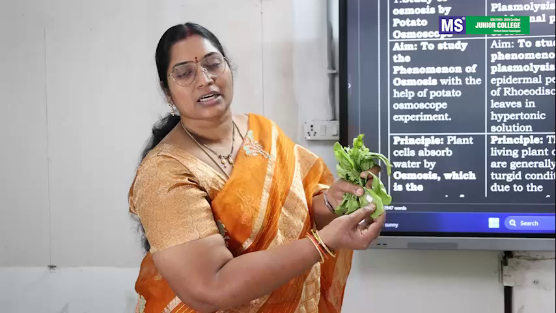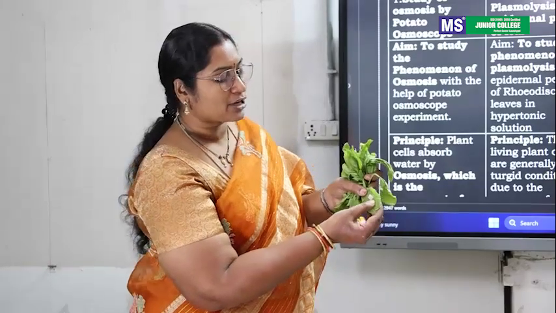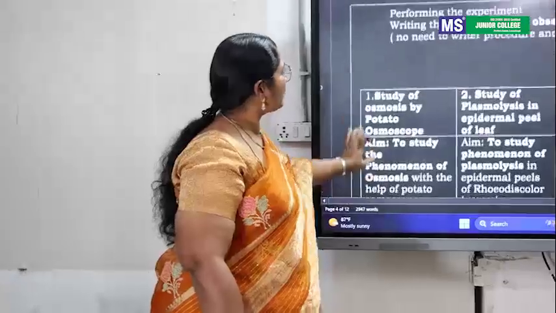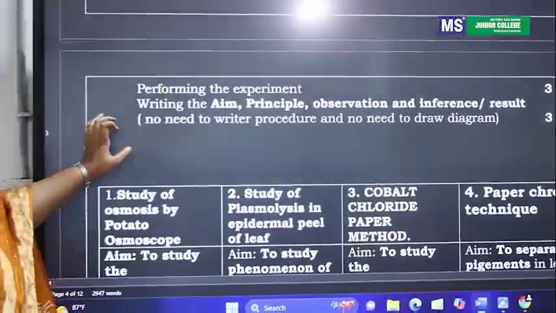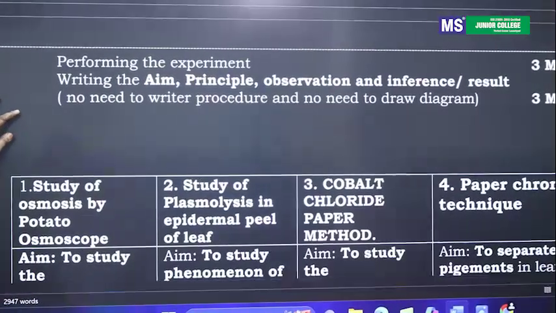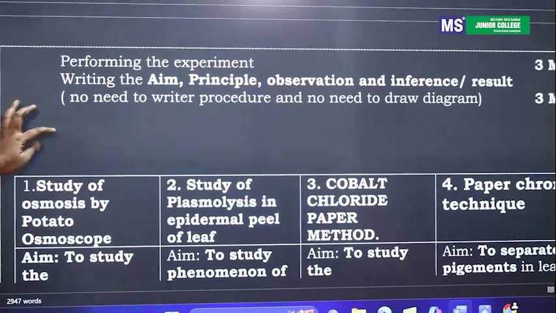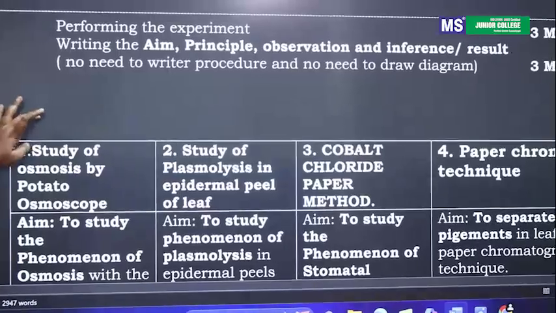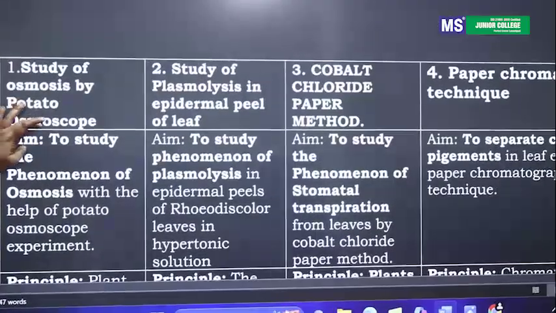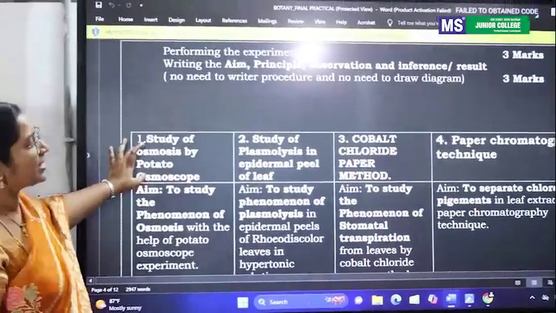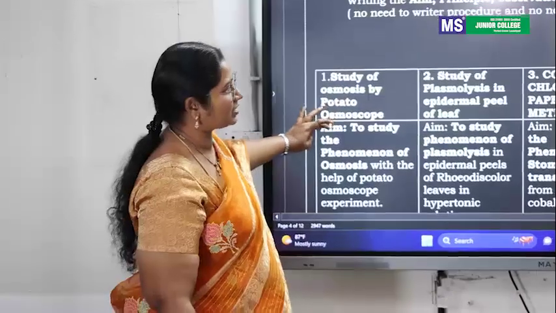This is our third experiment. For the preparation of the slide you are going to get, they have clearly mentioned here, for doing the experiment 3 marks and for writing aim, principle, observation and inference 3 marks. Totally 3 plus 3, 6 marks for the third question you are going to score. So do not write procedure or required things. You need to write only aim, principle, observation, inference or result.